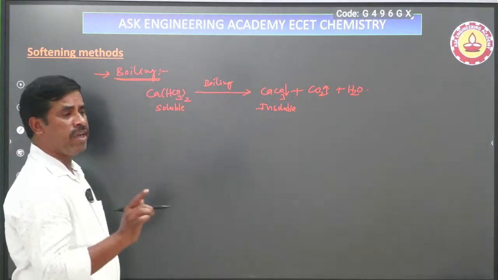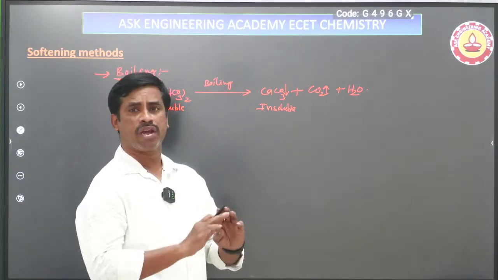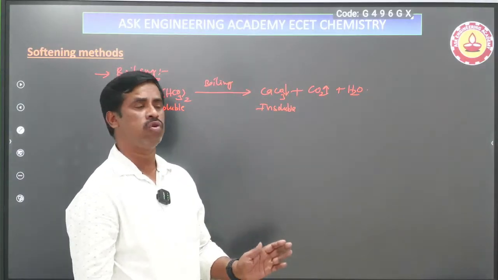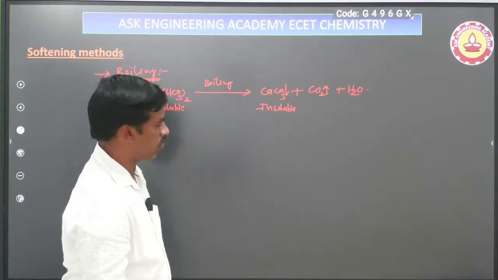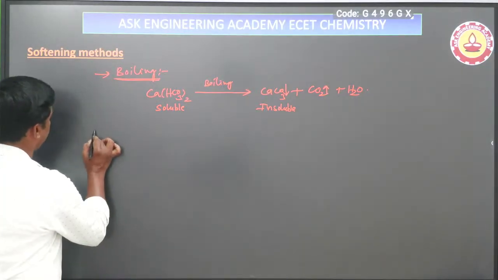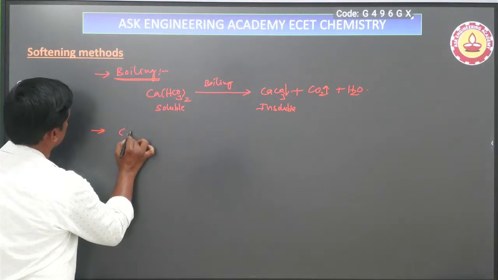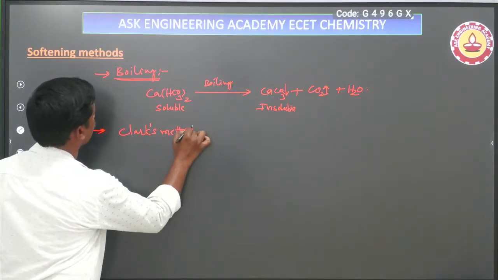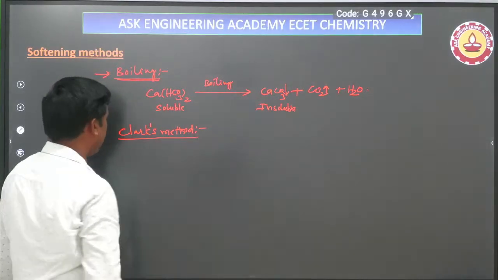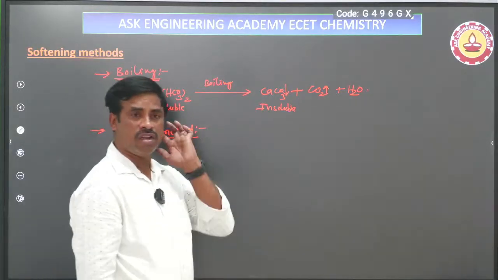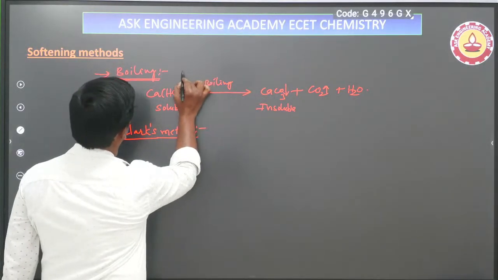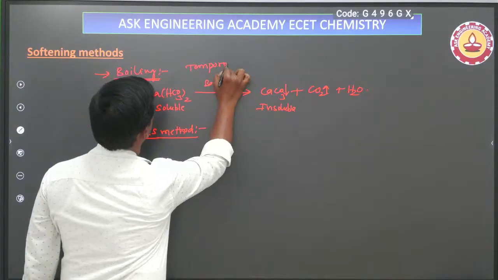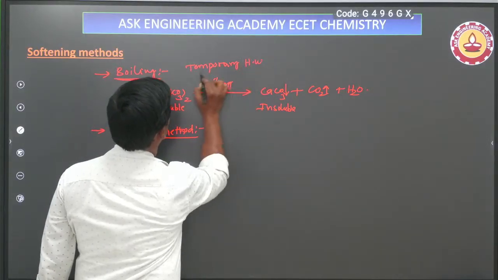In the boiling method only bicarbonates are removed, not chlorides, sulfates or nitrates of calcium and magnesium. This boiling method can remove only calcium and magnesium bicarbonates dissolved in the water. Next we have Clark's method. Boiling method removes only temporary hardness of water.